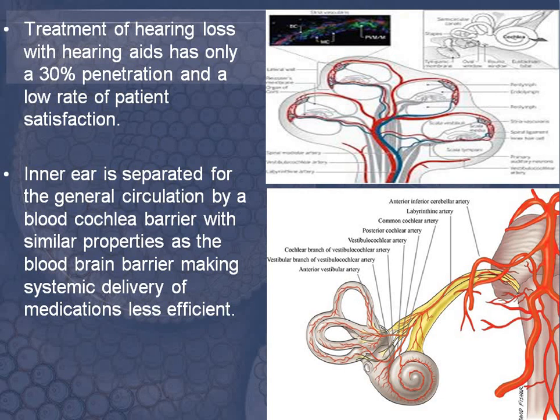The inner ear is separated from the general circulation by a blood-cochlear barrier with similar properties as the blood-brain barrier, making systemic delivery of medications less efficient.